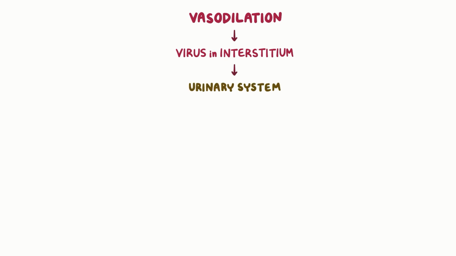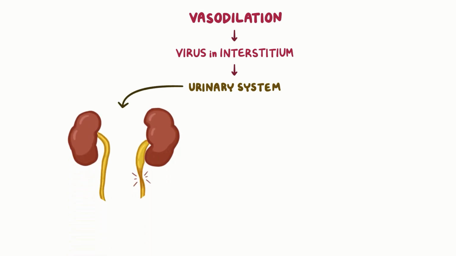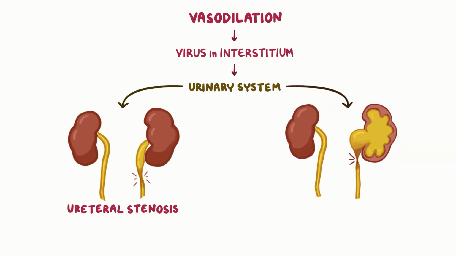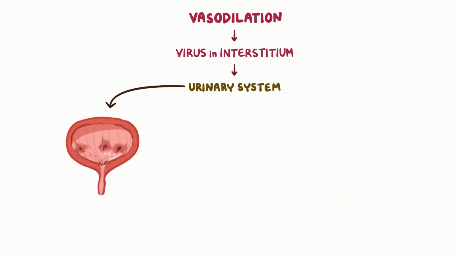Now, because of vasodilation, virus in the interstitium can slide into the capillaries lining the tubules and travel through the blood to reach different parts of the urinary system. If the virus enters the ureteral epithelial cells, it causes inflammation, which over time results in fibrosis and narrowing of the ureter walls, called ureteral stenosis. If the ureters are completely blocked, it results in hydronephrosis, which is the distension of the renal calyces and pelvis with urine.